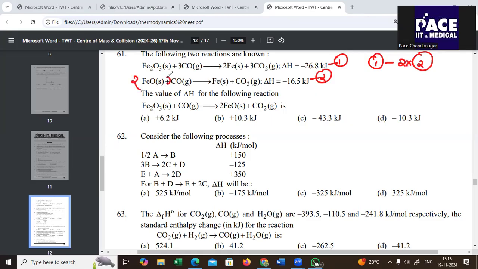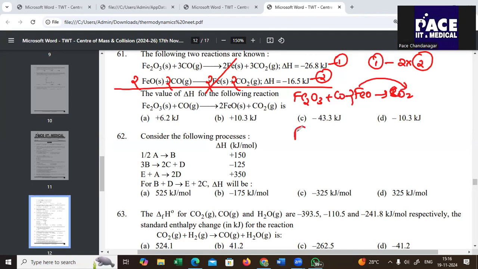So this is 2, this is 2, this is 2, and this is 2. I'm subtracting this. So what happens here? This goes off. Then my equation is Fe2O3 plus 3CO minus 2CO gives CO. And then minus 2FeO, and 3CO2 minus 2CO2 is CO2. Now this minus 2FeO goes to the right side. So Fe2O3 plus CO will give you CO2 plus 2FeO. This is the required equation.